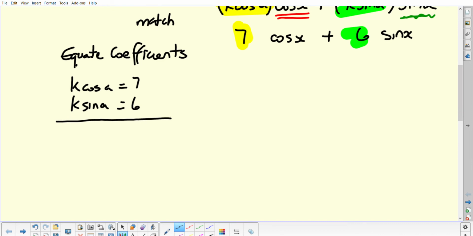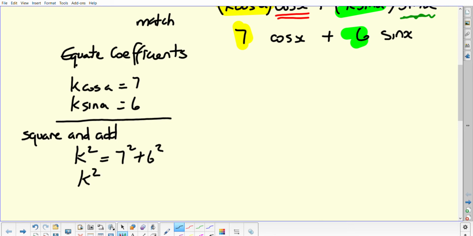Remember then to produce your k value, you're squaring and adding these two equations together. So you're going to get k squared equals 7 squared plus 6 squared. That's going to give you k squared is equal to 85. And of course k will therefore be the square root of that.